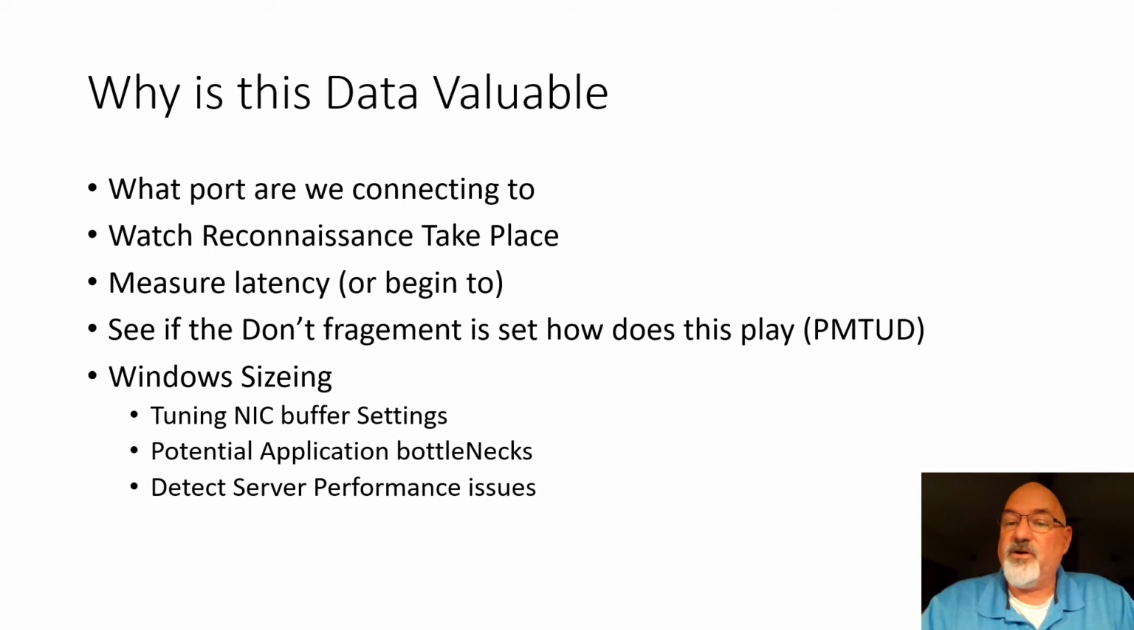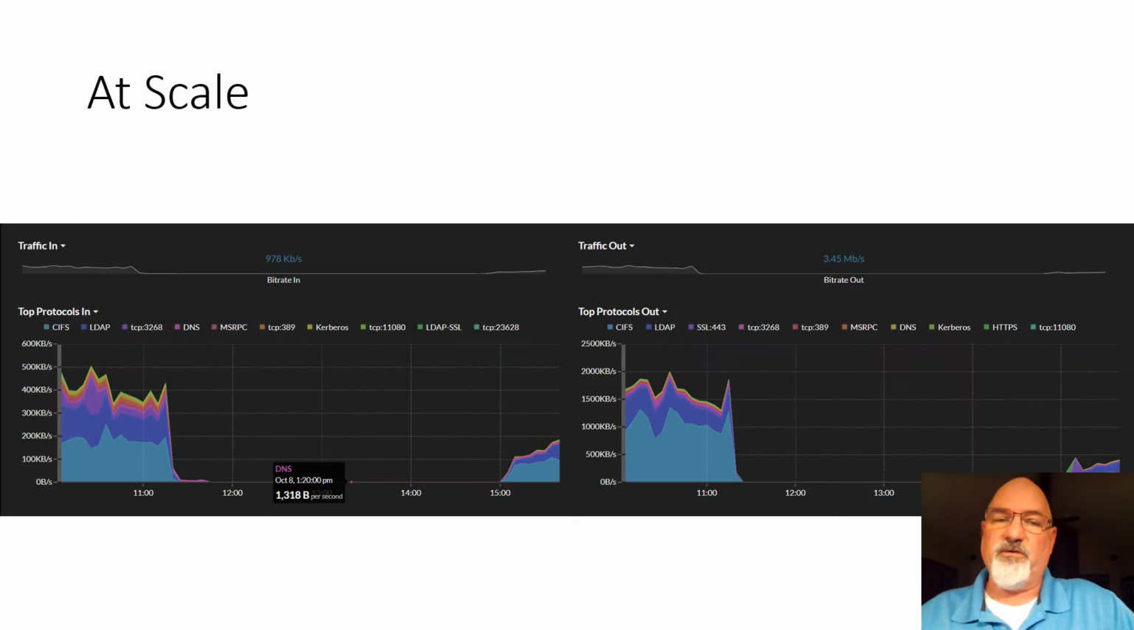Try pinging your network. Try pinging your network with the -l. See the difference. Try pinging the network with the -l and the -f. See what the difference is. Ask some questions. Try to see what's going on. Then you get into window sizing. Then you get into tuning the NIC buffers and the NIC buffer settings, potential application bottlenecks, and detect server performance issues just from this data that we get on the wire. So again, really valuable tool, but understanding this three-way handshake is extremely important.